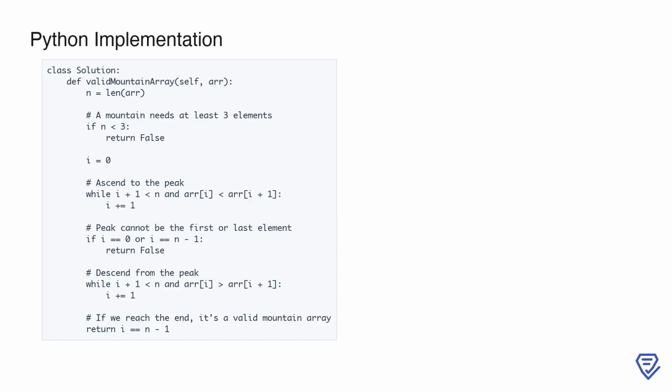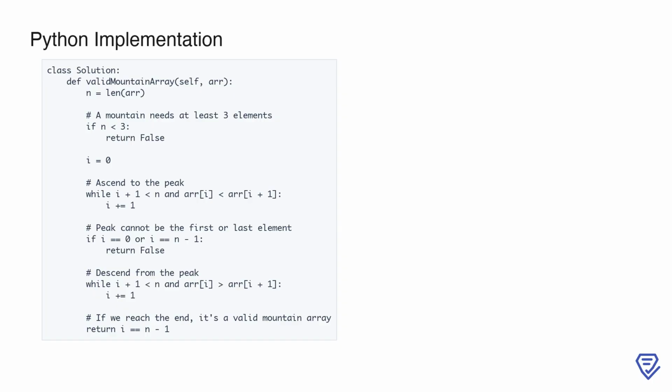2. Ascending phase. The variable i is initialized to 0. A while loop is used to iterate through the array as long as the next element is greater than the current one, strictly increasing. The index i is incremented to move towards the peak. This loop stops when the array starts descending or when the peak is reached. 3. Peak validation. After the ascending phase, the function ensures that the peak is neither the first element, i = 0, nor the last element, i = n-1. If the peak is at either of these positions, the function returns false, as a valid mountain must have both an ascending and descending side.